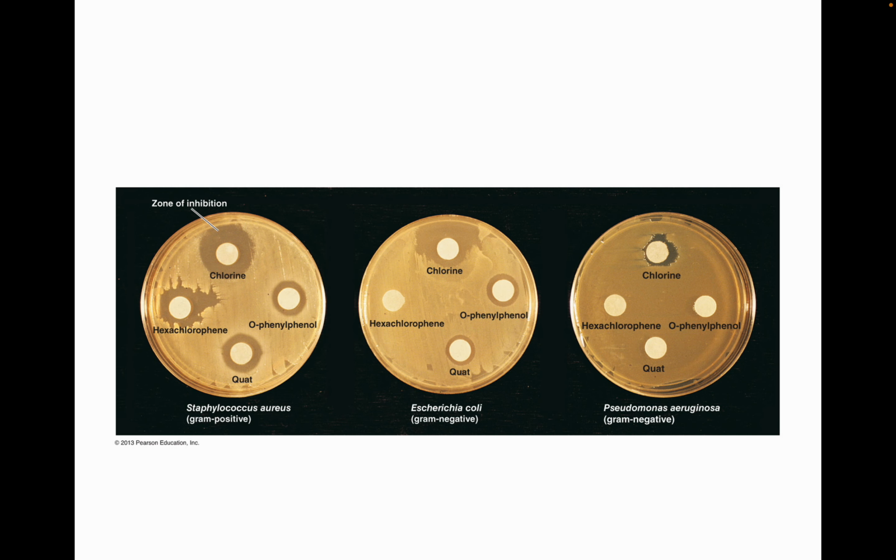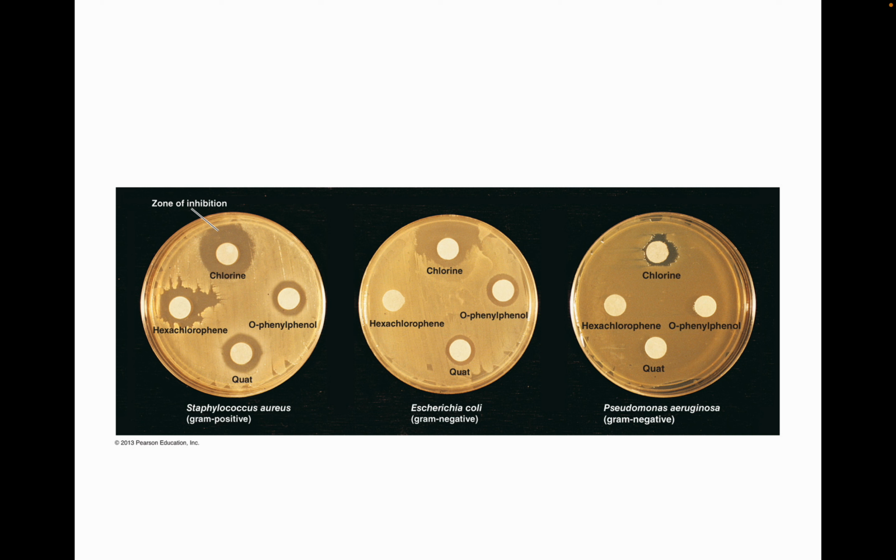All right, and here we have some examples. The plate farthest to the left has been streaked with Staphylococcus aureus. It's gram positive. So the whole surface of the plate is covered with Staphylococcus aureus. The middle is E. coli, which is gram negative. And on the right, you have Pseudomonas aeruginosa, which is another gram negative bacterium. Onto each of these plates that are covered with bacterial growth have been placed discs. They're paper discs that have been soaked in different chemicals.